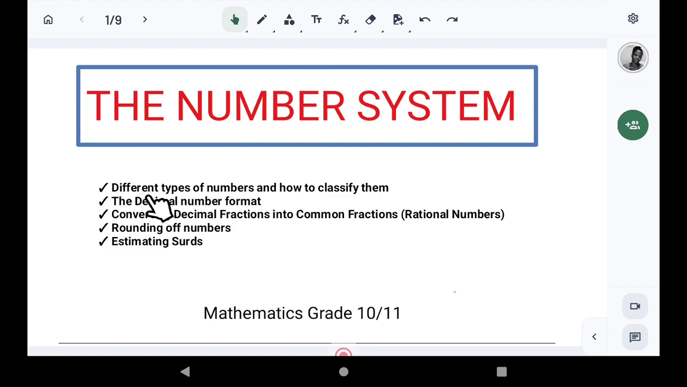In detail, we're going to look at the different types of numbers and how to classify them, a challenge for many, the decimal number format, converting decimal fractions into common fractions, otherwise known as irrational numbers, rounding off numbers, another surprising challenge, and estimating surds. We have a lot to cover, so let's start.